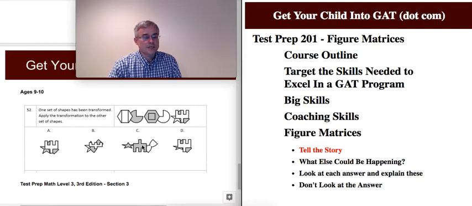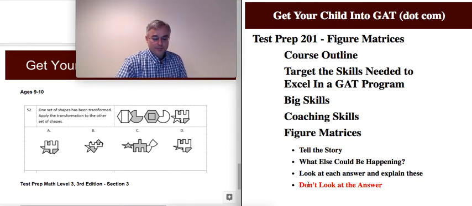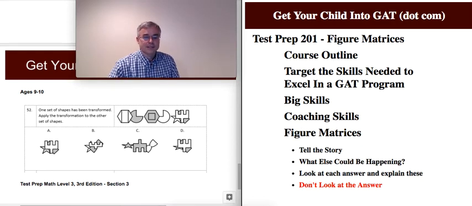Looking at the answers and taking the time during test prep practice to come up with how well this story does, or what the story could be for each answer, is wonderful practice. We're not in any hurry to get to the answer and stop learning. We want that learning to go on as long as possible. And that's why I'm reluctant to look at the answers. So there you go. That is figure matrices.